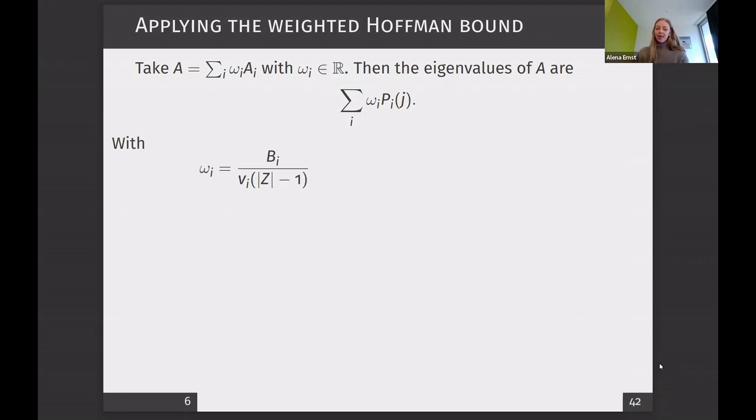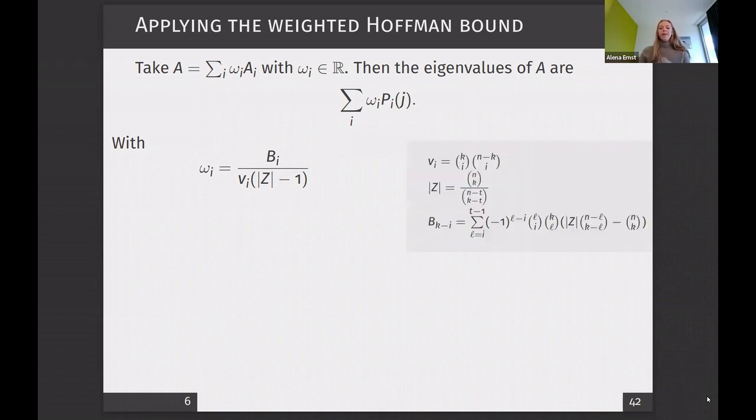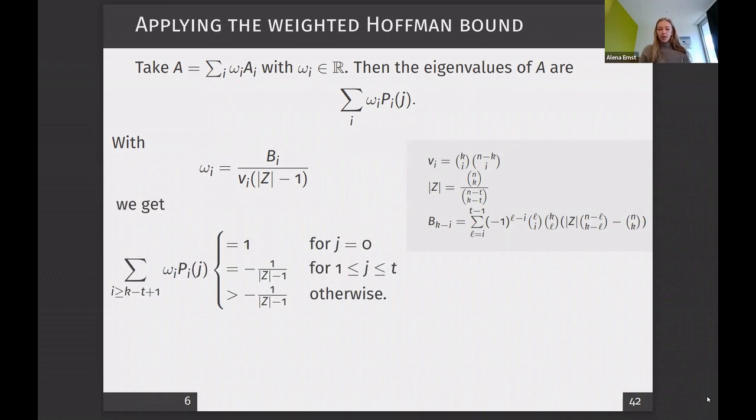So you see a quotient. And for all of those who are familiar with association schemes, the v_i are the valencies of the Johnson scheme. The Z is a t-Steiner system, and the b_i are the corresponding inner distribution. So we can write these things down explicitly. They are something like this. You don't have to recall exactly how they look, but just taking such an omega_i, they fulfill the following condition, at least for n sufficiently large.